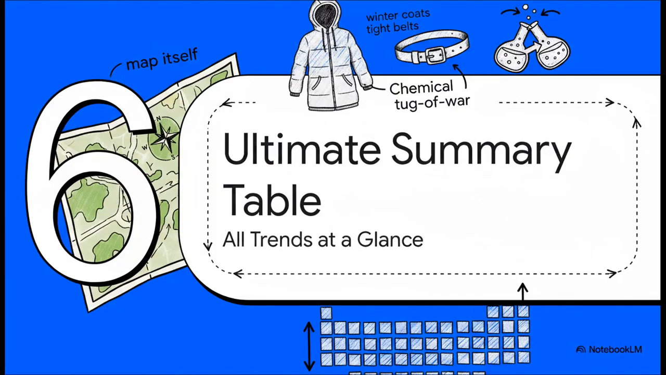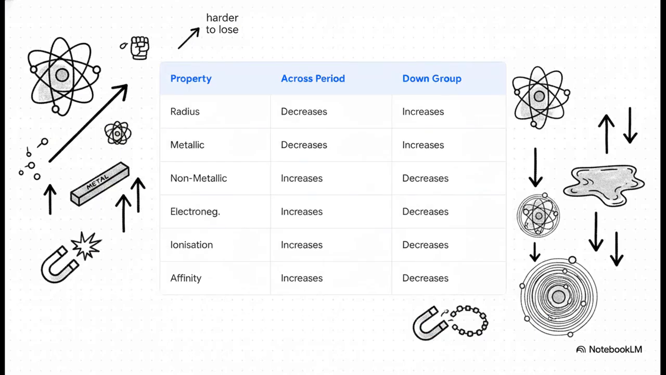Let's tie this all up in part 6, the ultimate summary table. We've covered a ton of ground, from the grid itself to winter coats, tight belts, and explosive tugs of war. You're definitely going to want to save or screenshot this summary table for your revision. It neatly brings together every single trend we've talked about, and just look at how perfectly balanced this system is.